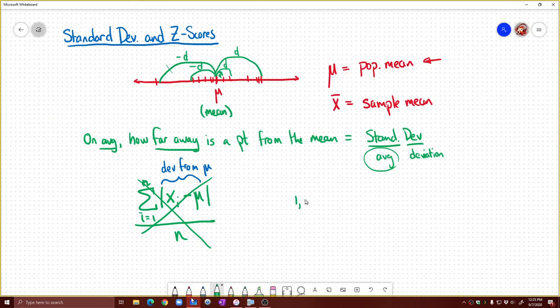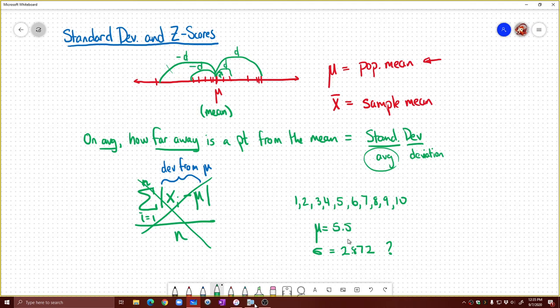So for my data set 1, 2, 3, 4, 5, 6, 7, 8, 9, and 10, the mean was 5.5 and the standard deviation was 2.87. Oops, forgot the other digit. 2.872. Okay, so what does this number mean? What this is telling me is that on average, a data point will vary from the mean by 2.872. So what's the meaning behind that?